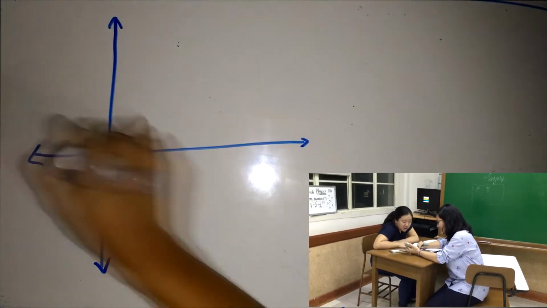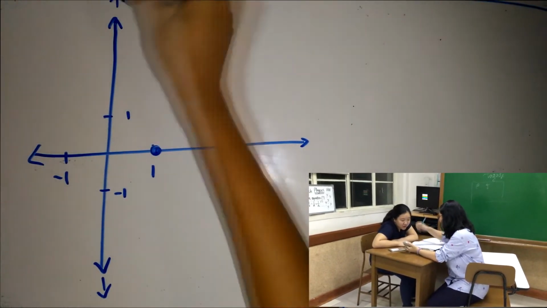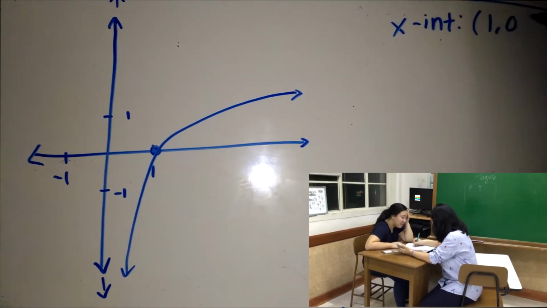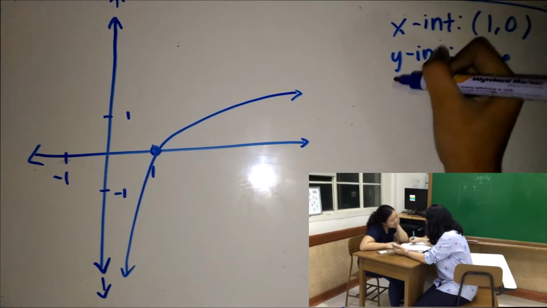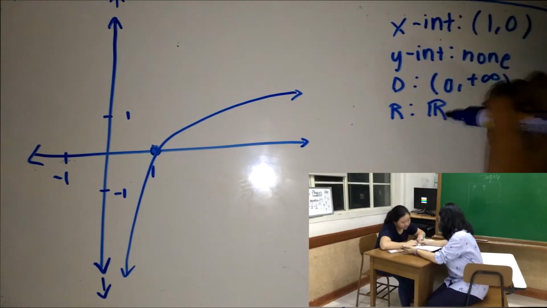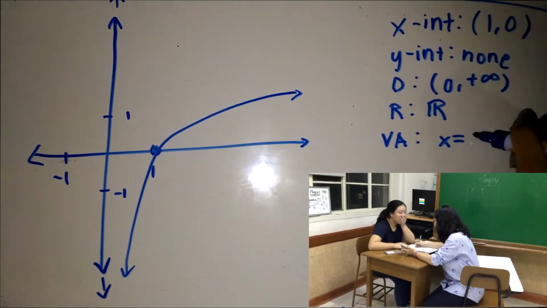If you want to graph this equation, the x-intercept is 1 and the y-intercept is none. There are no zeros. The domain is 0 to infinity and the range is all real numbers. It is asymptotic to the y-axis, so its vertical asymptote is x equals 0.